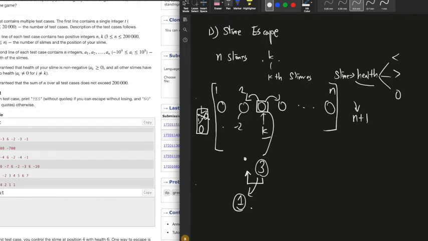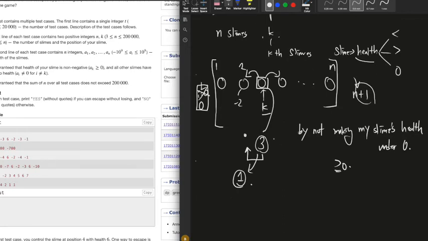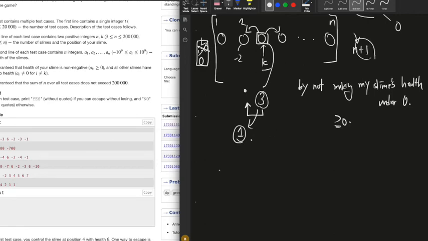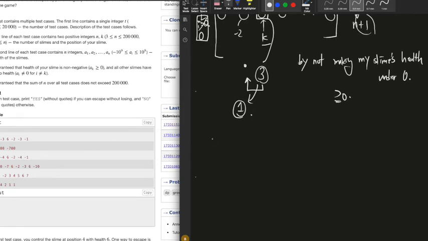Yeah, that's it. I need to find if I can go to 0 or n plus 1 by not making my slime's health go under 0. So every time I move, my health should be greater than or equal to 0. So that's the precondition. And here's how to solve this problem.